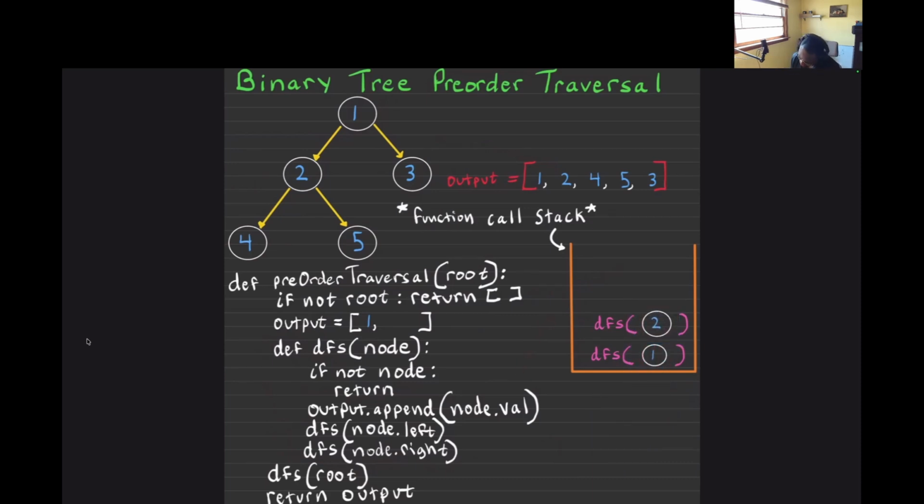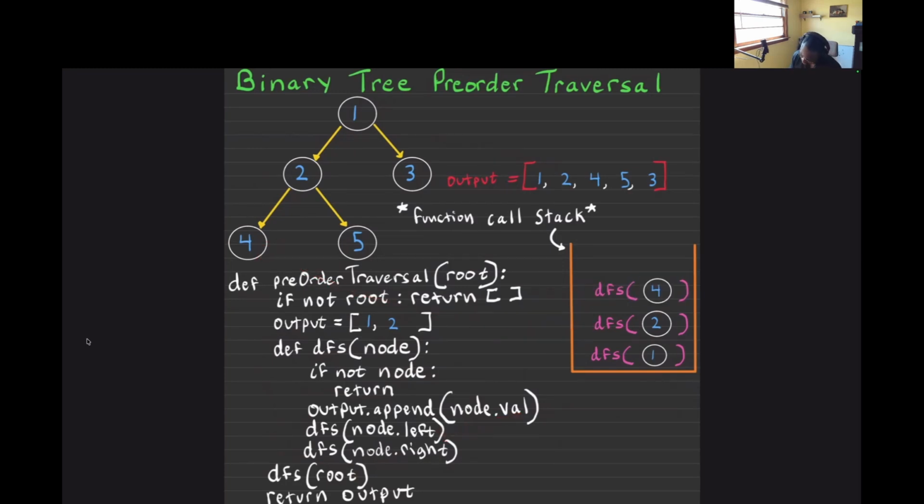All right, so now with this in here, if not node, return, that's not true, okay? But we say output.append node.value, okay? So this value 2, append it to the output, right? And we call DFS, the recursive function call, on the left child, right? Okay, so I'll call DFS with node 4 in there.